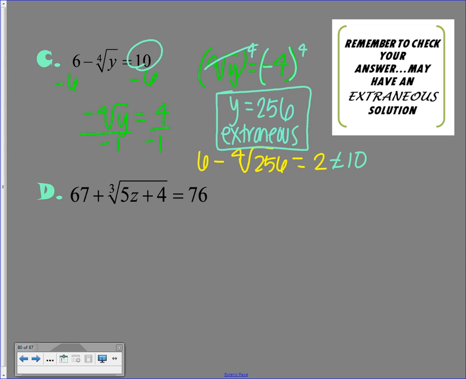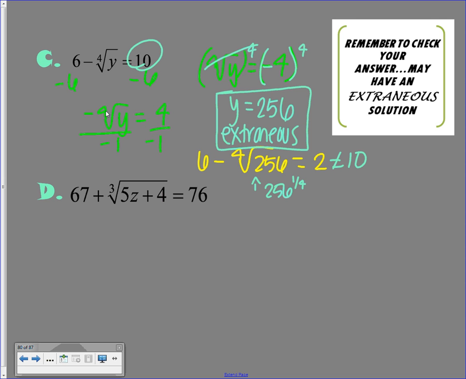Okay, if you're not sure how to do the 4th root here on your calculator, you can just do 256 to the 1/4 because the 4th root and the 1/4 power are the exact same thing. Otherwise, I can show you where that is on your calculator tomorrow.